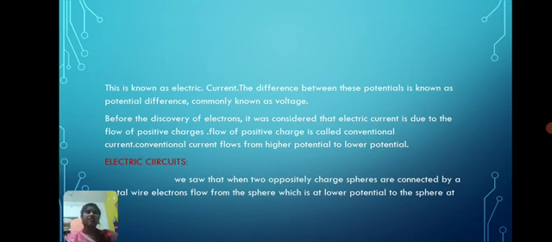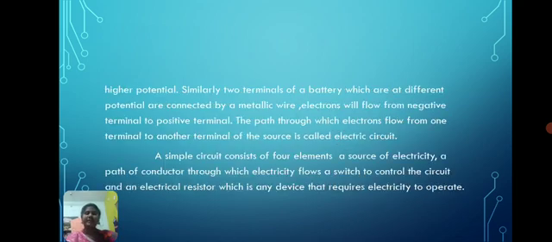Electric circuits. We saw that when two charged spheres are connected by a metal wire, electrons flow from the sphere which is at a lower potential to the sphere at a higher potential. Similarly, when two terminals of a battery which are at different potentials are connected by a metallic wire, electrons will flow from the negative terminal to the positive terminal. A path through which electrons flow from one terminal to another terminal of the source is called an electric circuit.